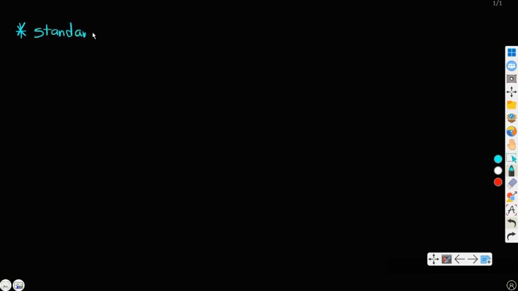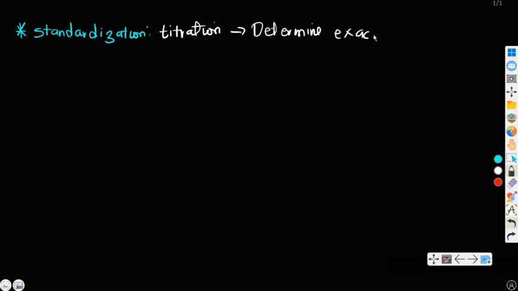Now when we talk about standardization, what we mean is knowing the exact concentration of something. Are you getting it now? The process of determining the exact concentration of something is called what? Standardization. And that is the basis of all titration. All titrations are standardization. That is, you are trying to determine the exact concentration of something.